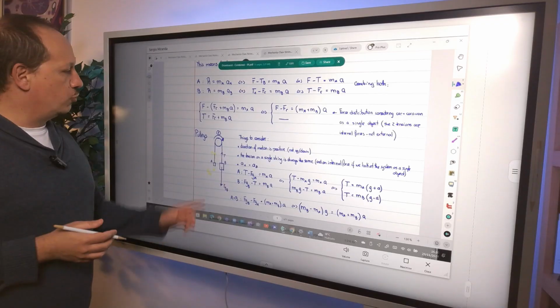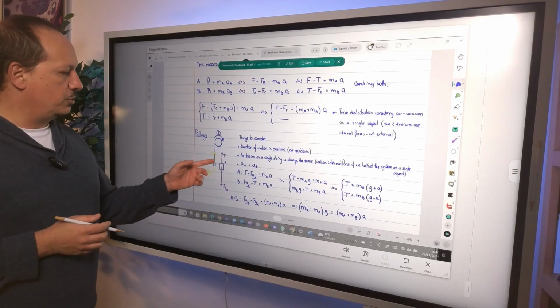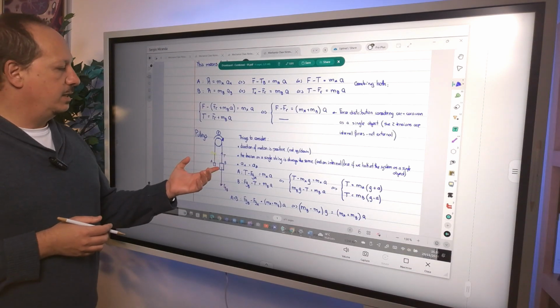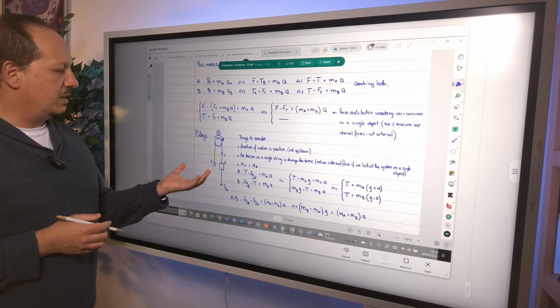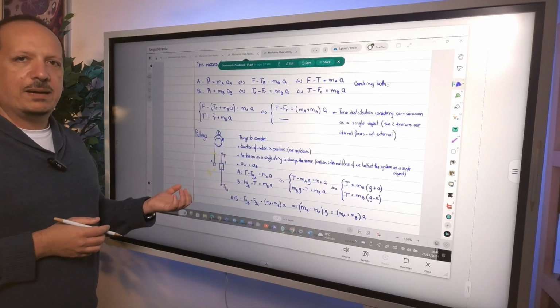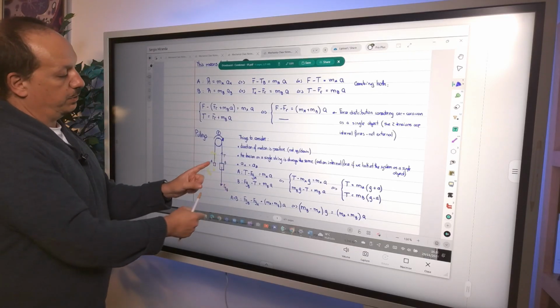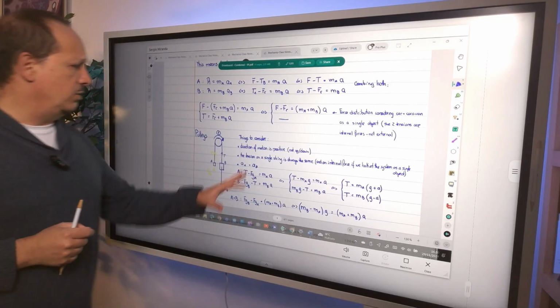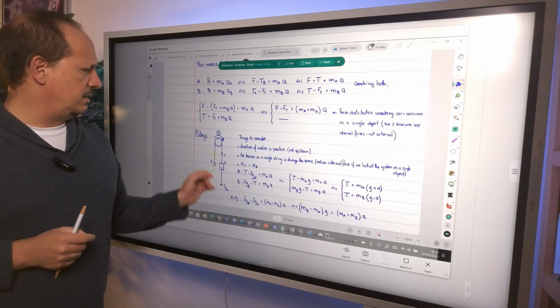All right? Usually when I have objects of different masses on a pulley, I tend to put the heavier one bigger, because this already gives you the perception of what is going to happen, which in this case is this one going up and that one going down. All right? So let's do some math over here.